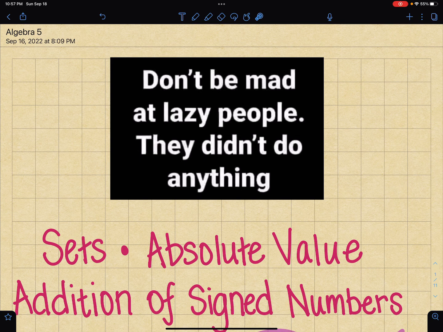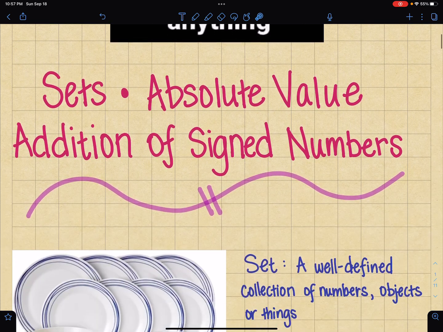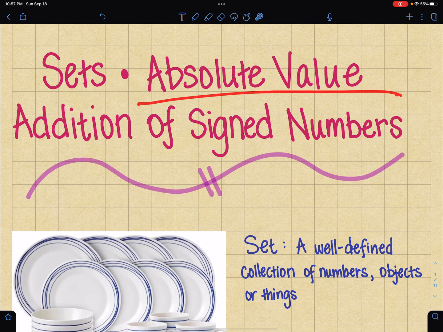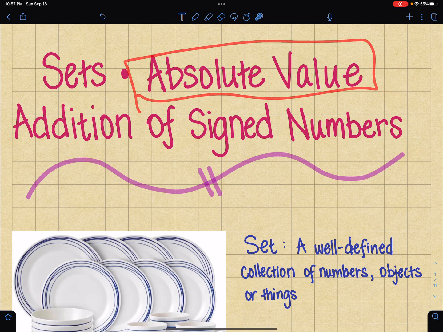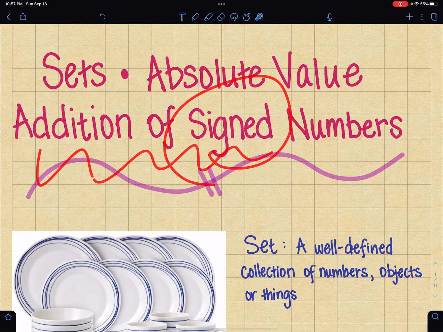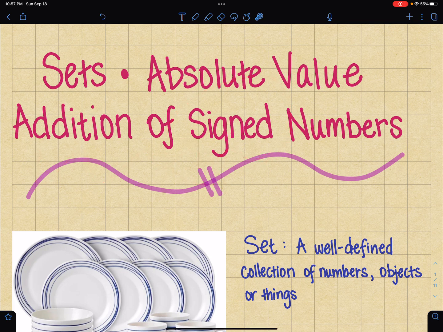That's hilarious. Okay, today's lesson, we are going to go over sets, and we're going to learn about sets. We're going to learn about absolute value. Don't worry, I think you already know about absolute value, but we're going to definitely take it to the next level, so you still have to pay attention. And also addition of signed numbers. So those are negative numbers, positive numbers. You're going to learn how to make sure and add those together correctly.